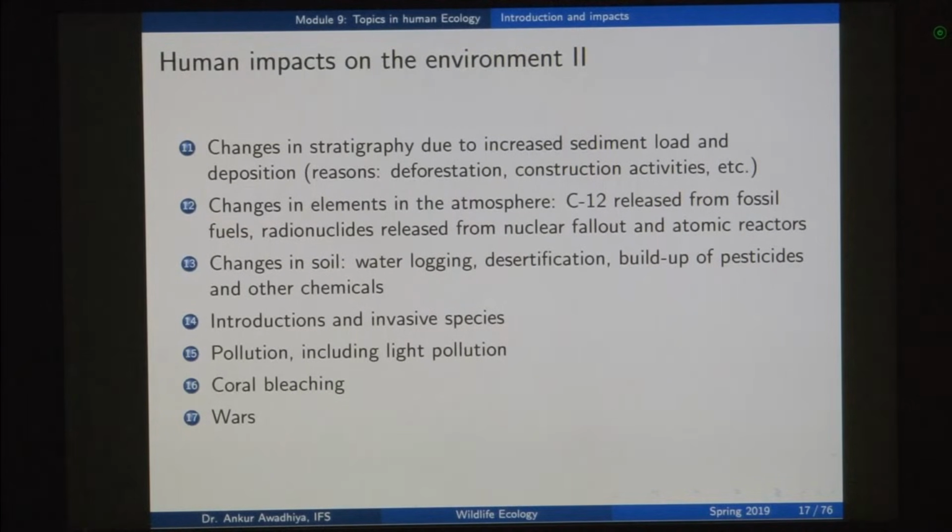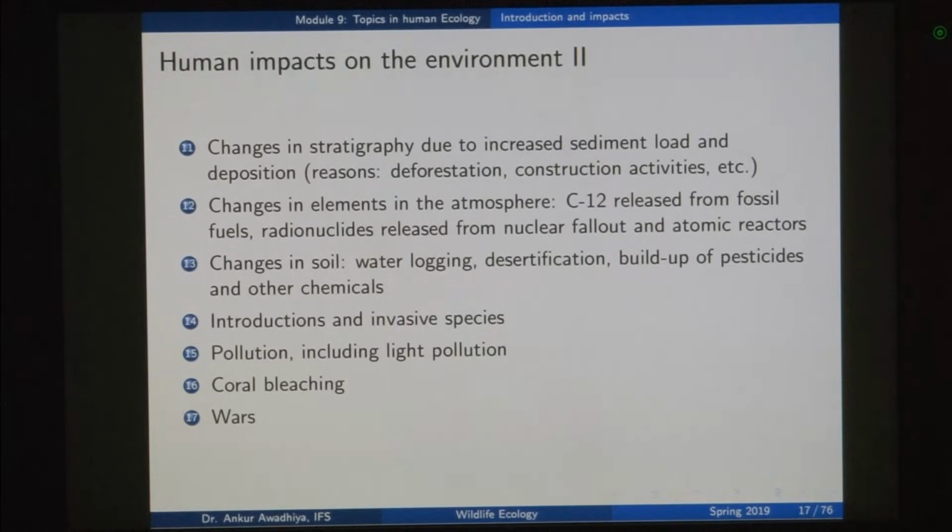Or changes in the soil, we can have water logging, especially in those farmlands that are extensively being irrigated, or in those areas where you have constructed a dam. In those areas there is so much water now mixed with the soil that it has created conditions of water logging, in which case the soil does not have any air left, it is completely saturated with water. Or desertification or buildup of pesticides and other chemicals in the soil, or introductions of a species and invasive species.